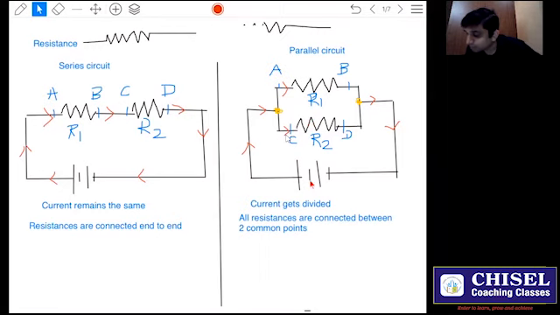The second resistance can also take up energy from the battery. But here B is not connected directly to the battery. B is not connected to the battery, B is connected to C, and then D is connected to the battery. So what we say in this case is, parallel circuits have direct access to the battery totally, but series circuits don't have direct access to the battery, or both the resistances don't have direct access to the battery.